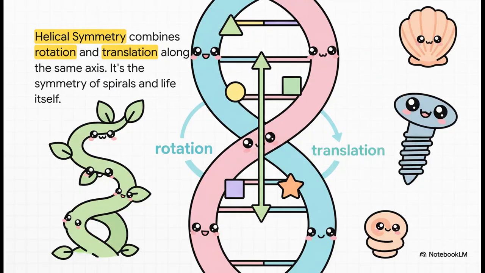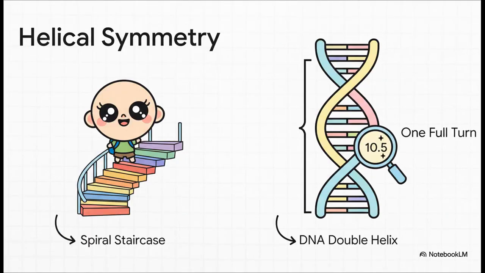Okay, now let's combine 2 other symmetries to create something that is truly fundamental to life itself. Let's talk about helical symmetry. Helical symmetry is what you get when you rotate an object and translate it forward at the exact same time. Think about walking up a spiral staircase. With every single step, you are turning and you are moving up.